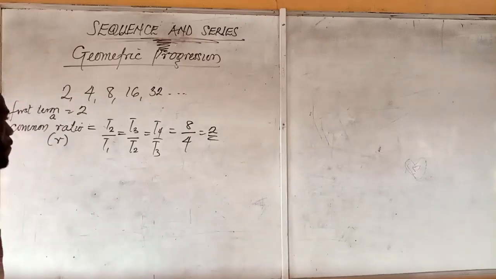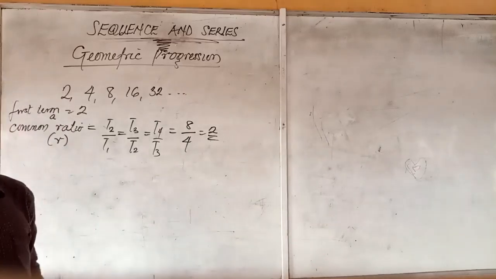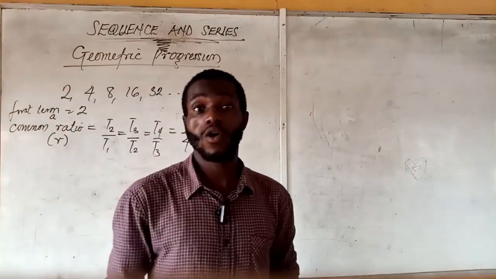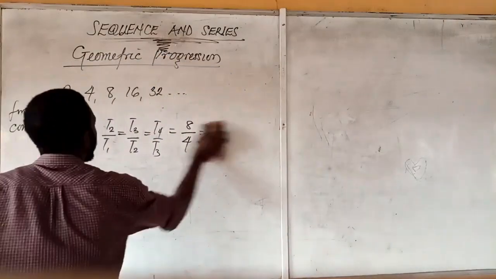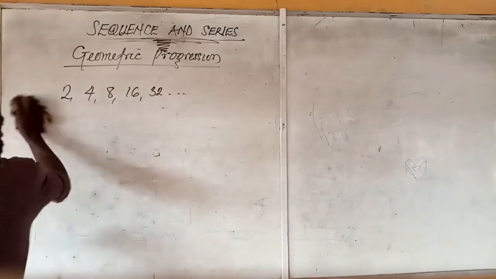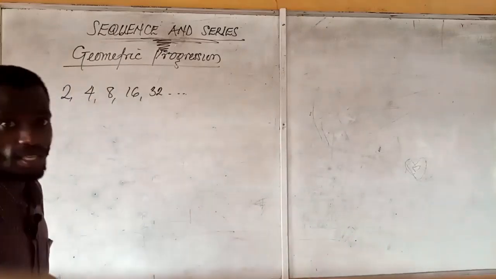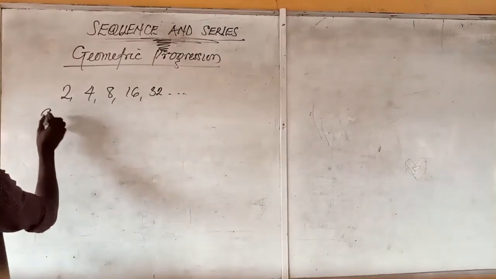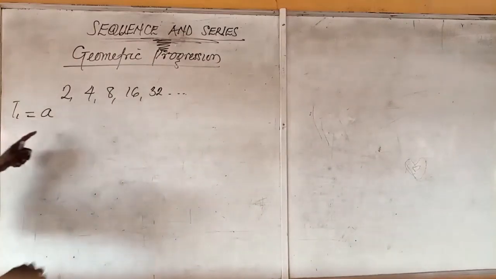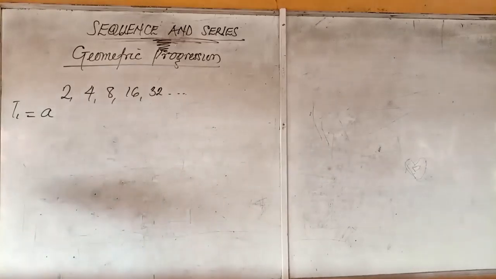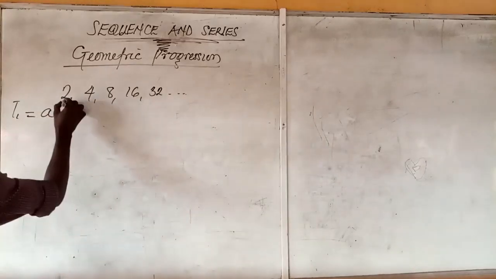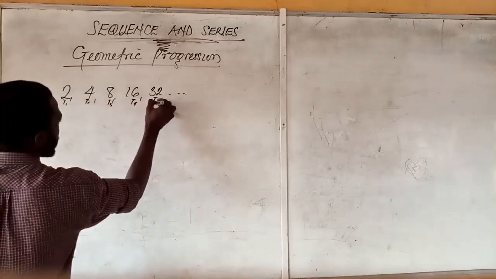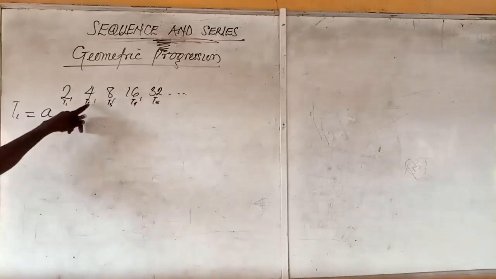Now, let us derive an equation for how to get the nth term of a GP. It's very simple. Watch closely, just like we did in AP. What is my first term named? My first term is A. So T1 is equal to A. Now, how did I get my second term? We said this will be T1, T2, T3, T4, and T5 respectively. How do I get my T2?